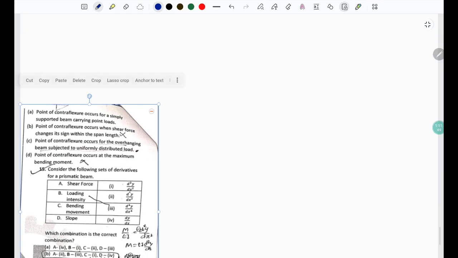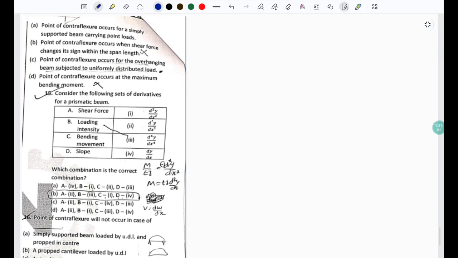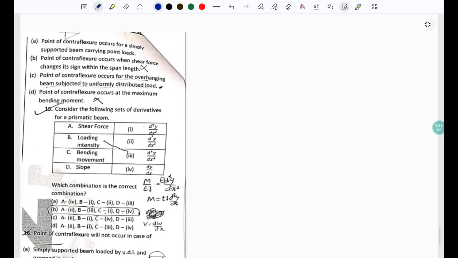Let's see the other questions. Here the question was which of the following is true with respect to the point of contraflexion. The first point was that the point of contraflexure occurs for a simply supported beam carrying point loads. So let us assume this is our simply supported beam which is carrying point loads, and since the point of contraflexure is basically a point where the bending moment changes its sign, that is, it crosses zero. This indicates a physical transition from sagging to hogging or hogging to sagging.